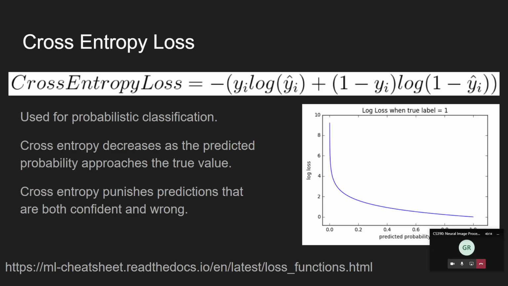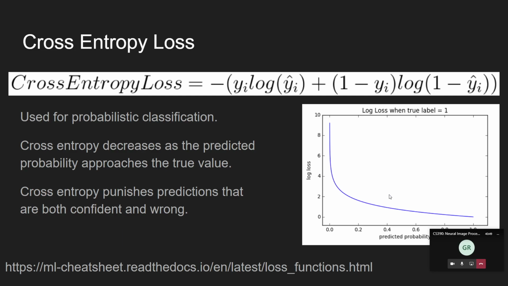Cross-entropy loss. So this is used mostly for probabilistic classification. Cross-entropy loss decreases as the predicted probability approaches the true value. So as the probability gets closer, it's going to refine it less and less. It's going to be a little more accepting of it. But because it's following this log function here, it's going to be very, very high when it's very far off. So that's the way to think about that.